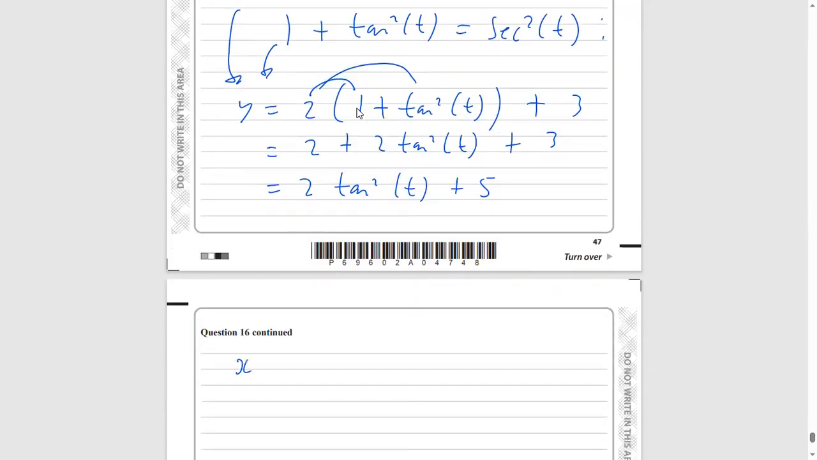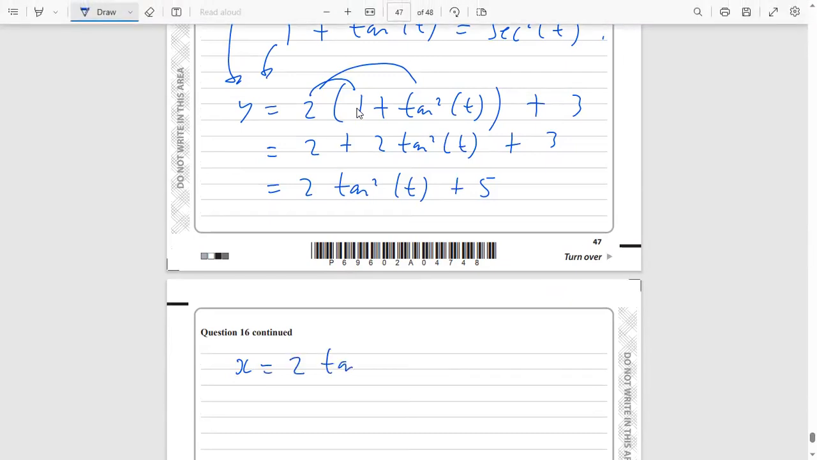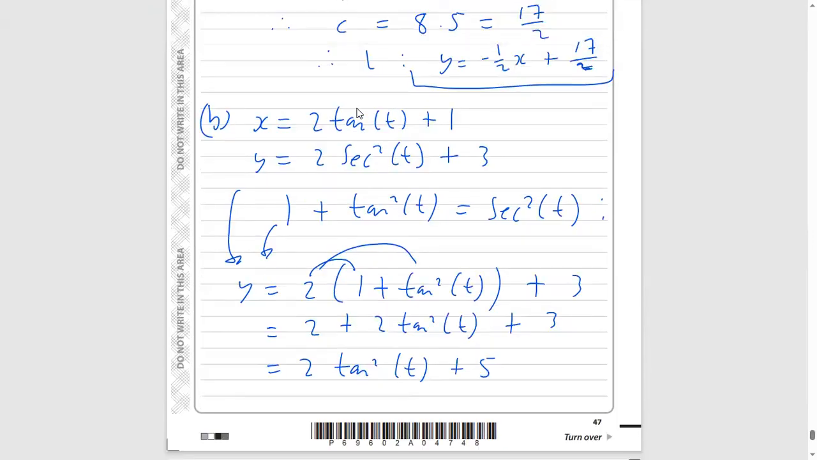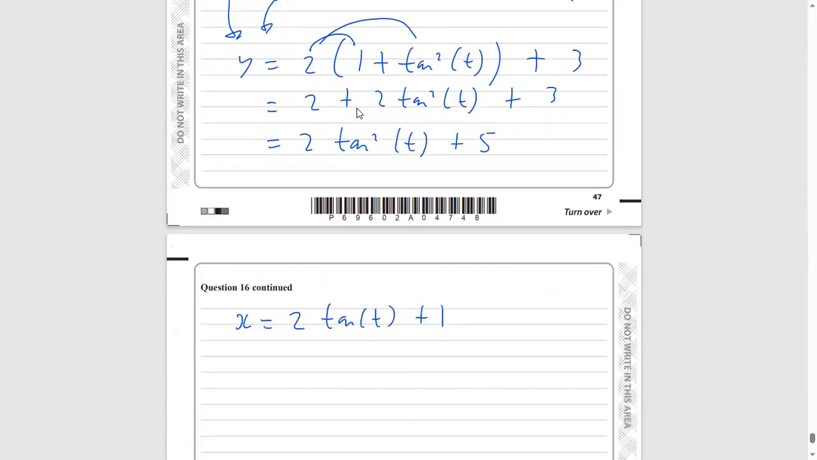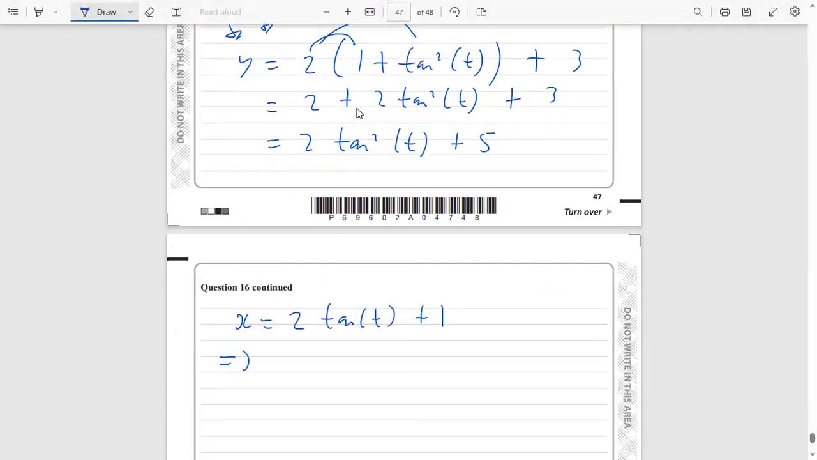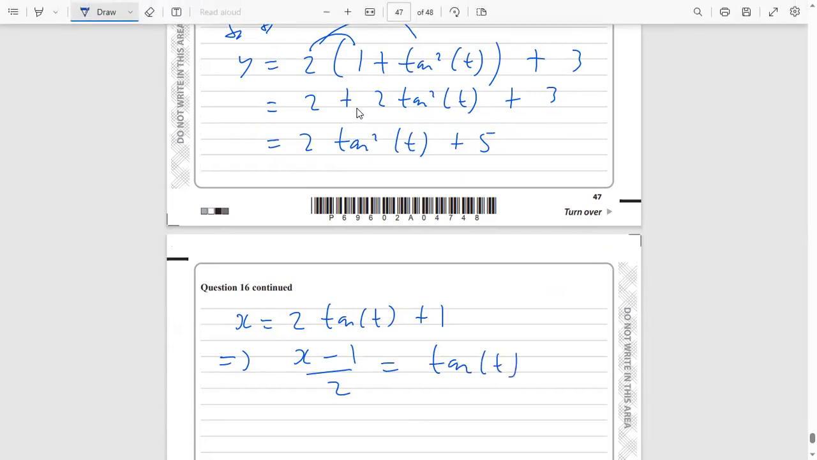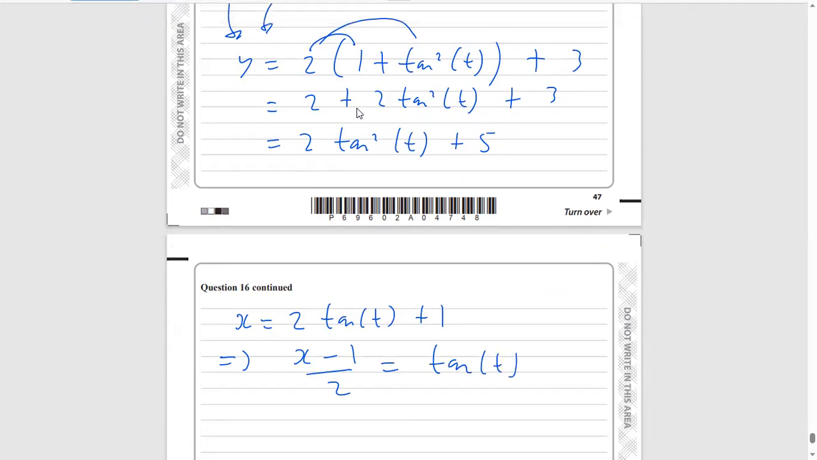So remember, we've got the x formula, x equals 2 lots of tan t plus 1. So I'm just recopying this again. Let's make tan t the subject of the formula. So we're going to take away 1 from both sides. We're going to divide both sides by 2, and we get that tan t is equal to x take away 1 over 2. So now I'm going to plug this into this formula here.